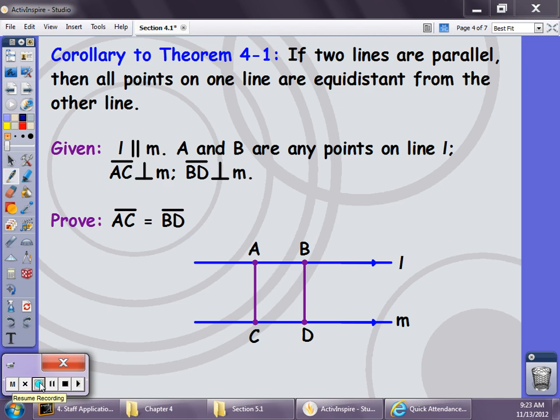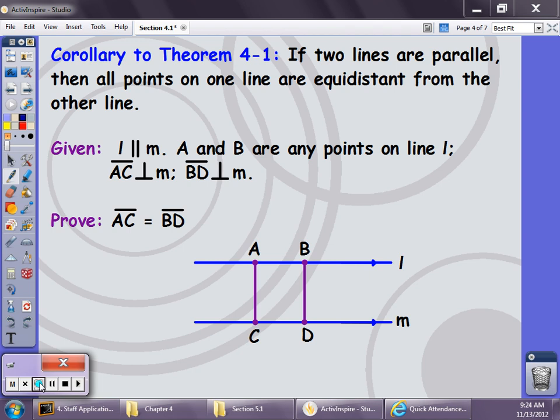Based on Theorem 4-1, we have the following corollary. If two lines are parallel, then all points on one line are equidistant from the other line. In the given diagram, we are given that line L is parallel to line M. A and B are any points on line L. We are also given that segment AC is perpendicular to line M, and that segment BD is also perpendicular to line M. So we can use what we know about parallel lines to prove that the distance from A to C is the same as the distance from B to D.